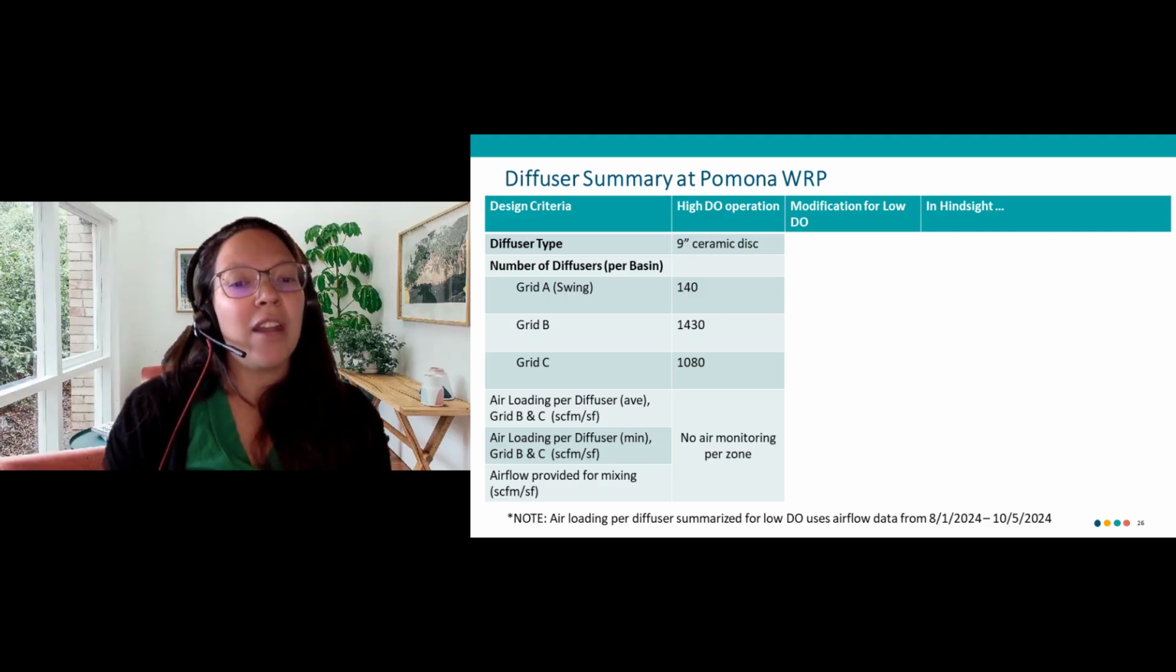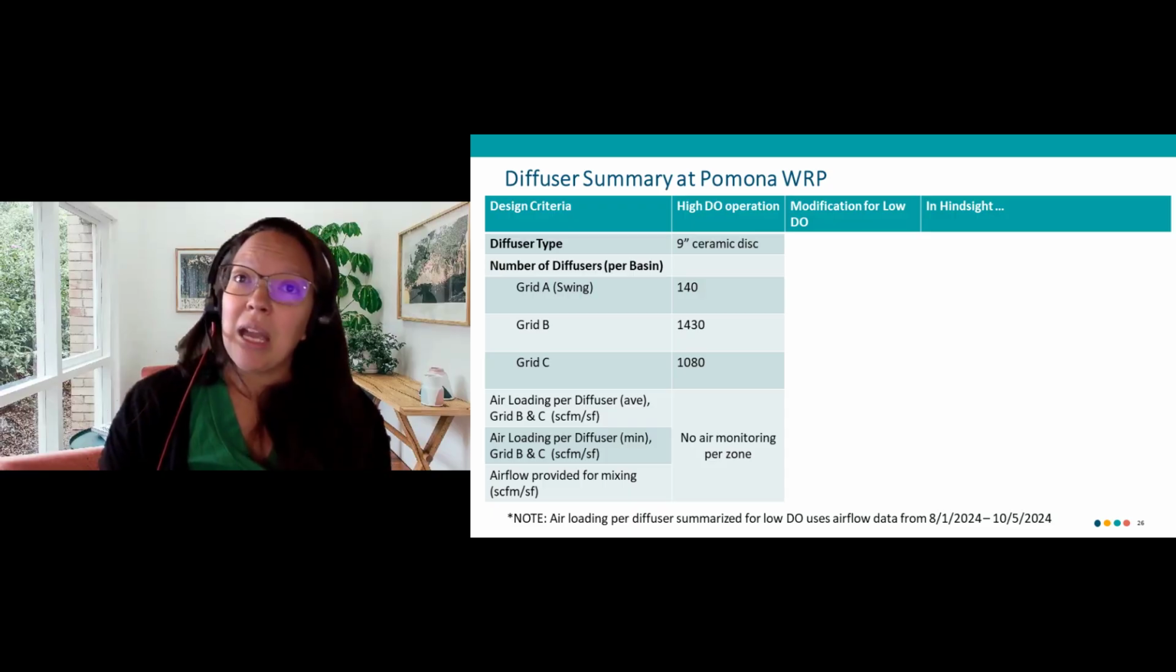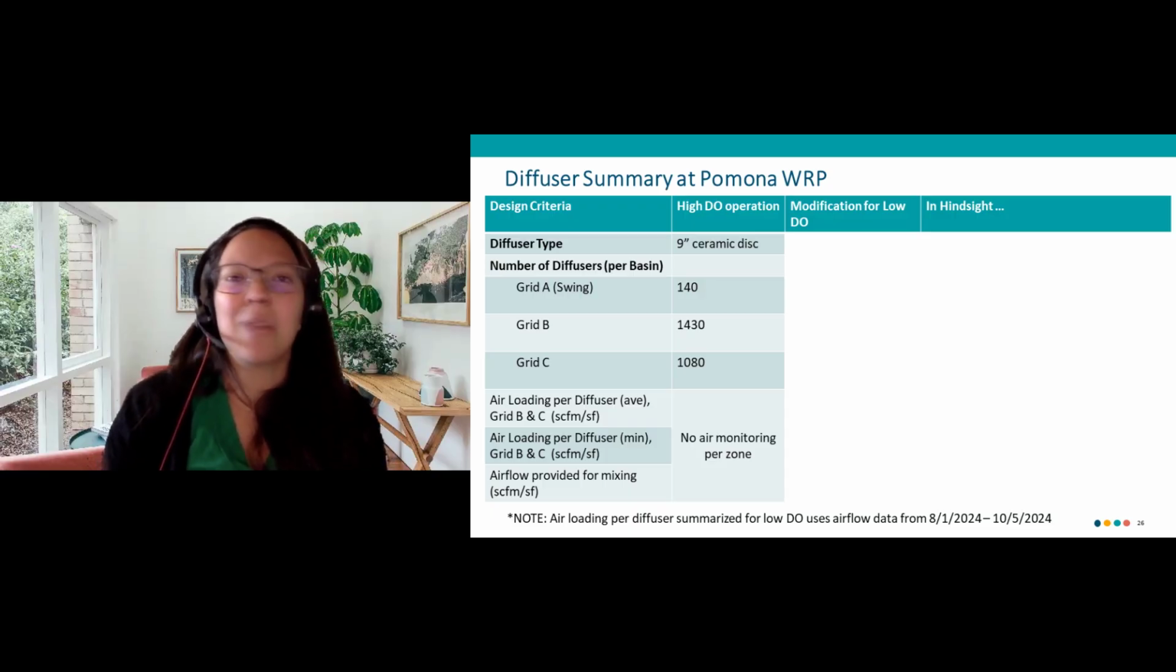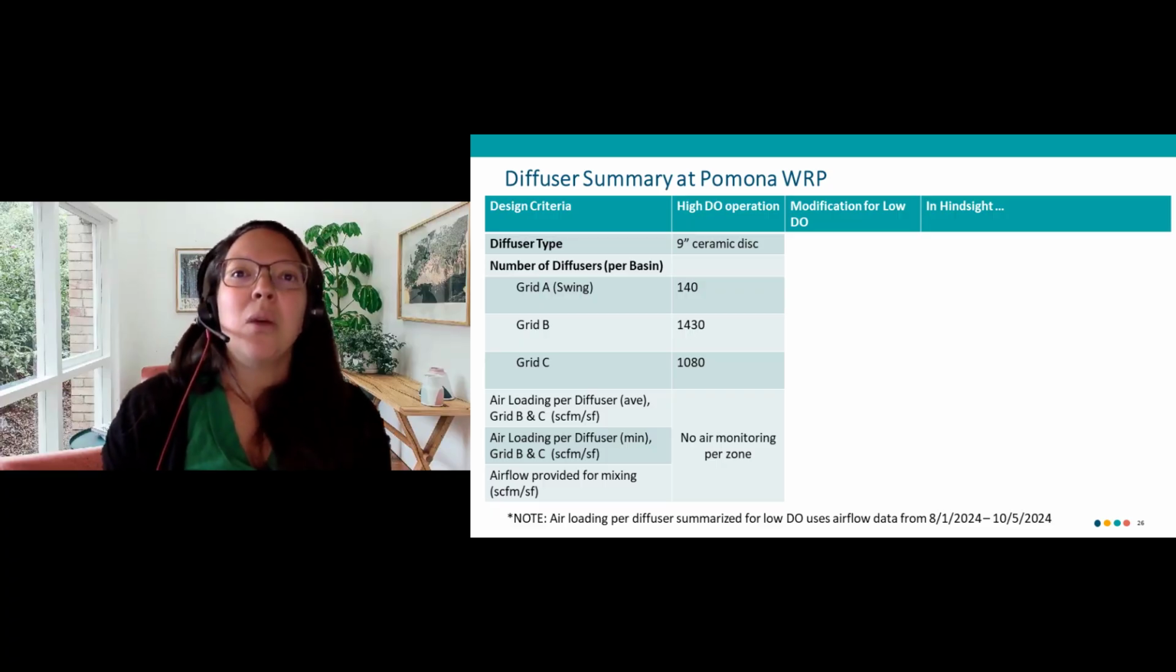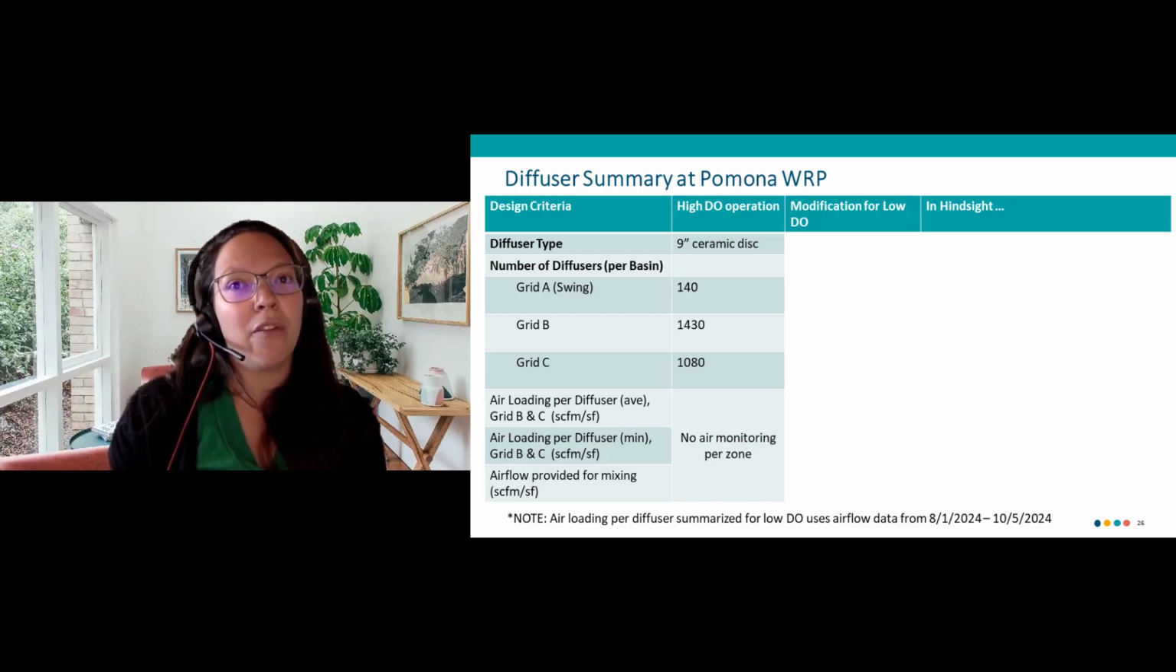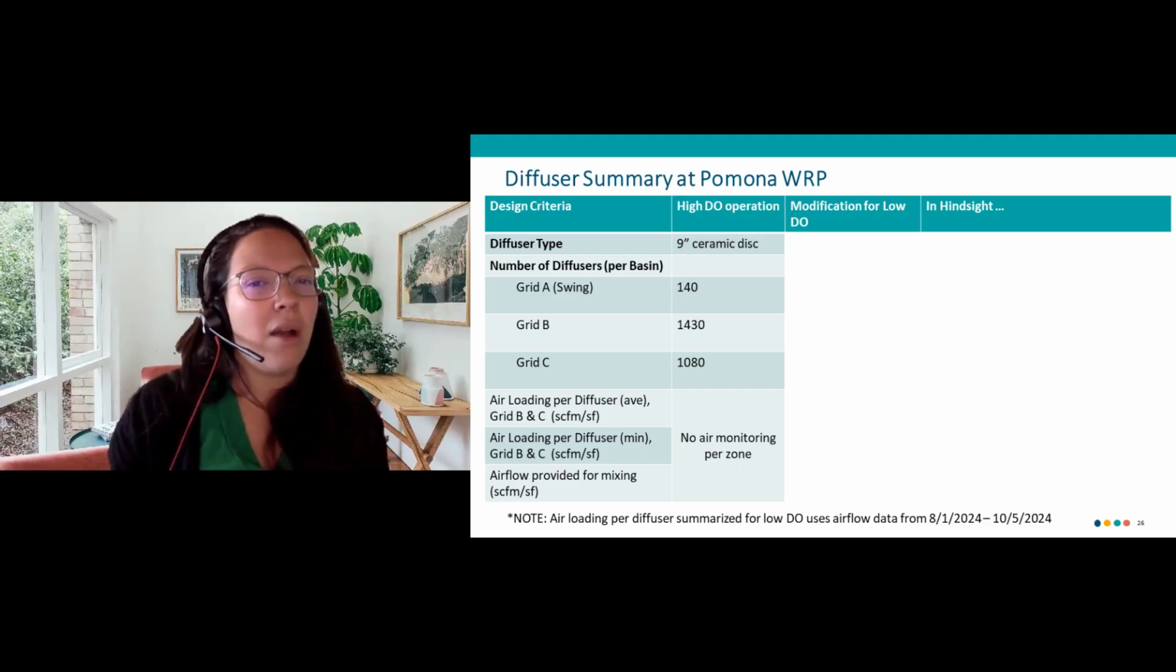The airflow provided for mixing that we typically aim for, based on the rule of thumb from Metcalf and Eddy values, is around 0.12 SCFM per square foot, but we know from other studies that we can get sufficient mixing at some sites at half of that value. Here at Pomona, we're seeing anywhere from 0.06 to 0.13 SCFM per square foot in the 2 aeration grids B and C without any obvious issues.